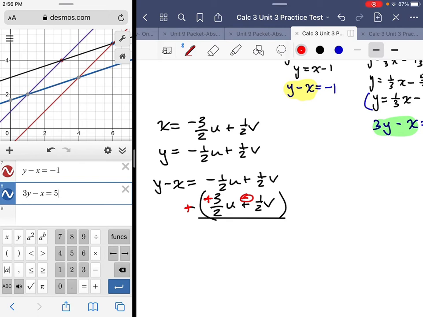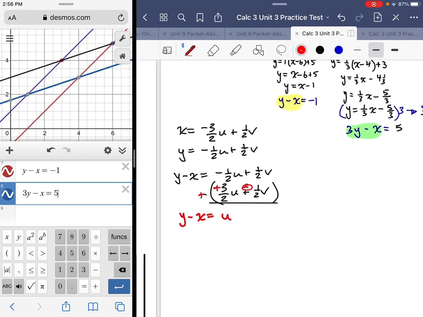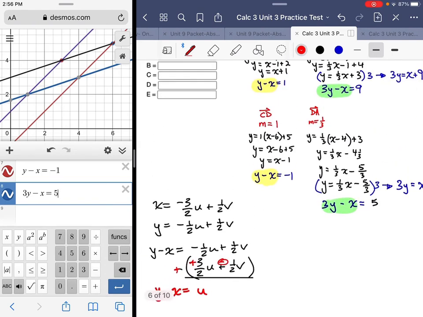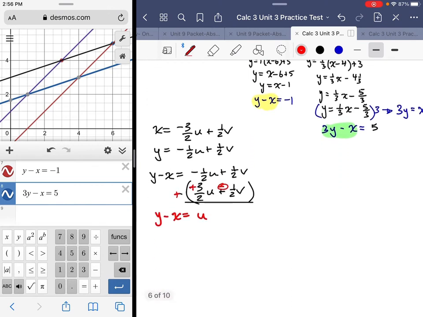Negative 1/2 u plus 3/2 u is 2/2 u, which is 1 u, so u. And then 1/2 v minus 1/2 v is 0. So this whole thing, y minus x, is actually going to end up equaling u. That's great news. So now we know by substitution that u equals 1 and u equals negative 1.